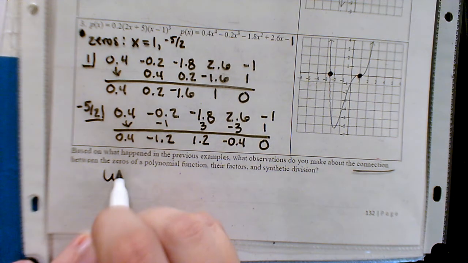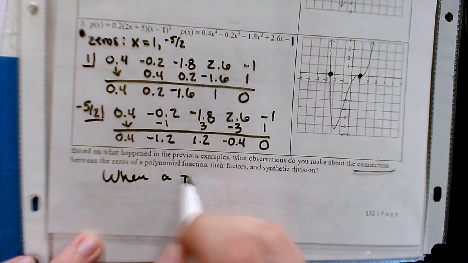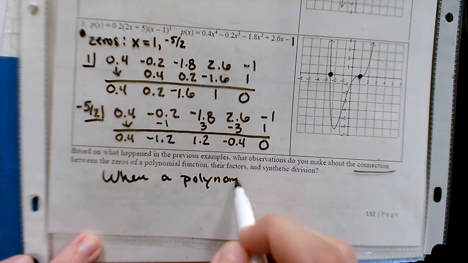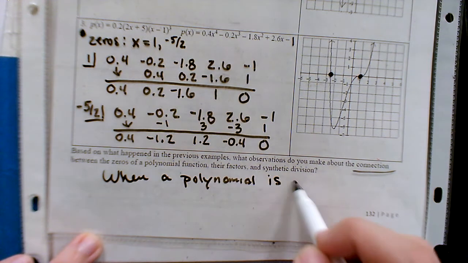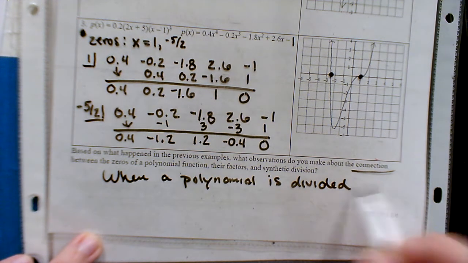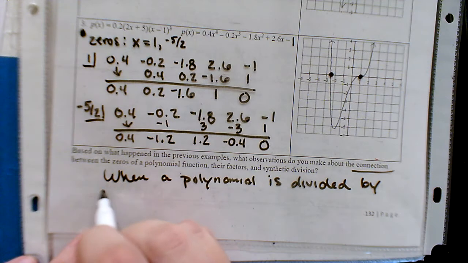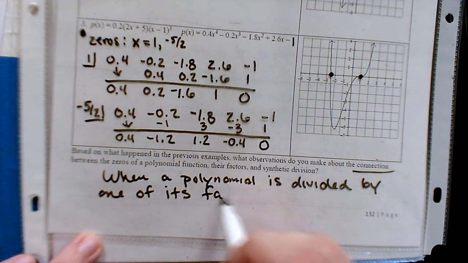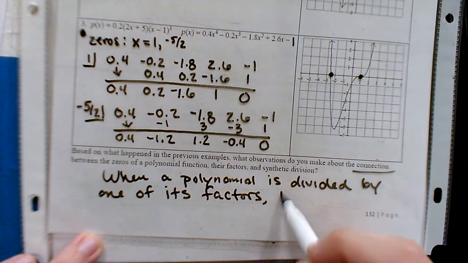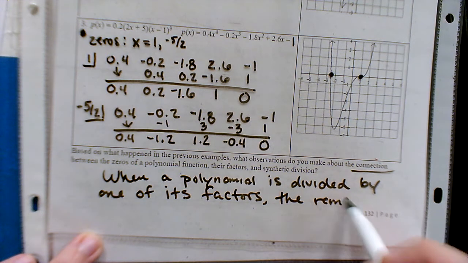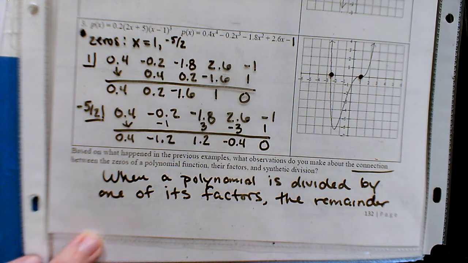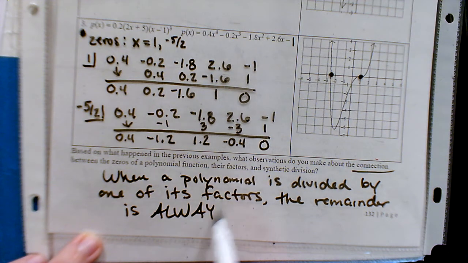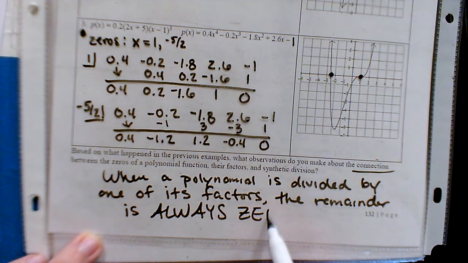So we'll say when a polynomial is divided by one of its factors, the remainder is always 0.